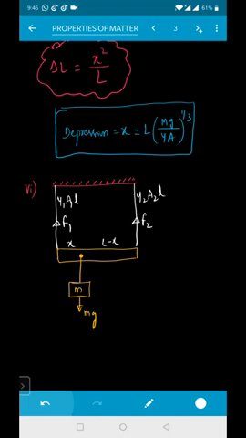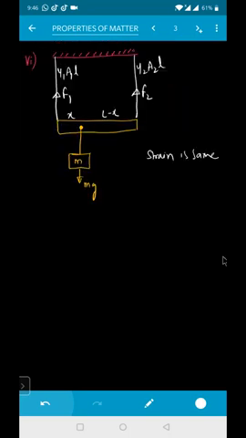In such a type of question, the length of the wire and extension will remain the same. Because the rod is horizontal, the strain will be the same here. Why is that? Because if it is extending by x, this should also extend by x, because the length is remaining the same. The length of the wire and extension remain the same, then only this rod will become horizontal. Otherwise, the rod will not remain horizontal. So in order to make this rod horizontal, the strain should be the same.